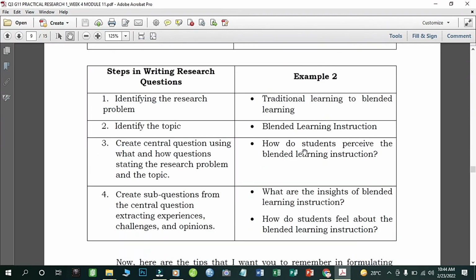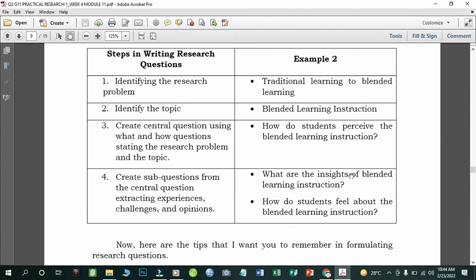Okay, another example. Identify the research problem. Our problem here is traditional learning to blended learning. Our topic here is blended learning instruction. Then number three, our central question is, how do students perceive the blended learning instruction? Then sub-questions: what are the insights of blended learning instruction? Then how do students feel about the blended learning instruction? Okay, so those are the examples.